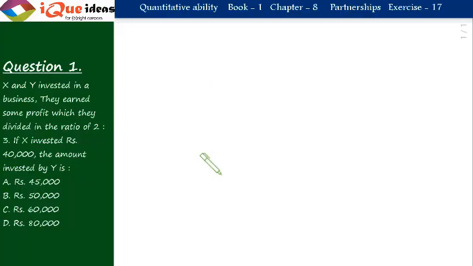Now let's take up questions from exercise 17. Question number 1. It says X and Y invested in a business. They earned some profit which they divided in the ratio of 2:3. Now we know that in general, investment ratio is equal to profit ratio. So we say that profit ratio is equal to investment ratio.